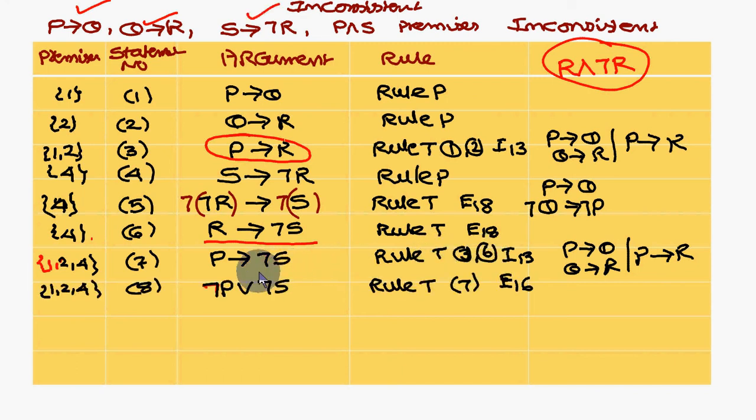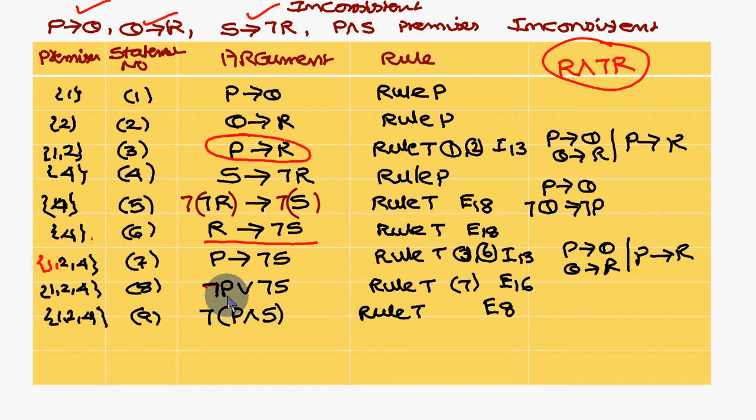Next, P conditional not S can be written as not P or not S, using not P or Q in place of the conditional. So now I am taking the common negation.